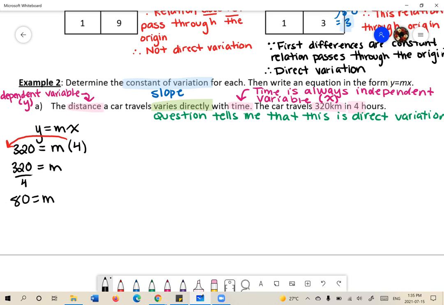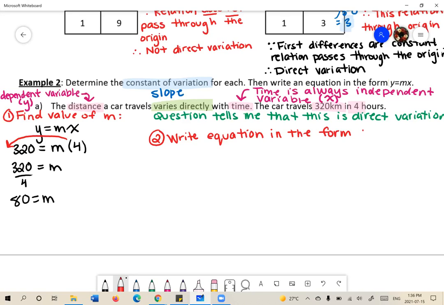Okay, so the question is asking us to write an equation in the form y = mx. So in step 1, we found the value of m. So in step 2, we're going to write an equation in the form y = mx, because that equation represents direct variation. And it told me in the question that this is a direct variation relation.